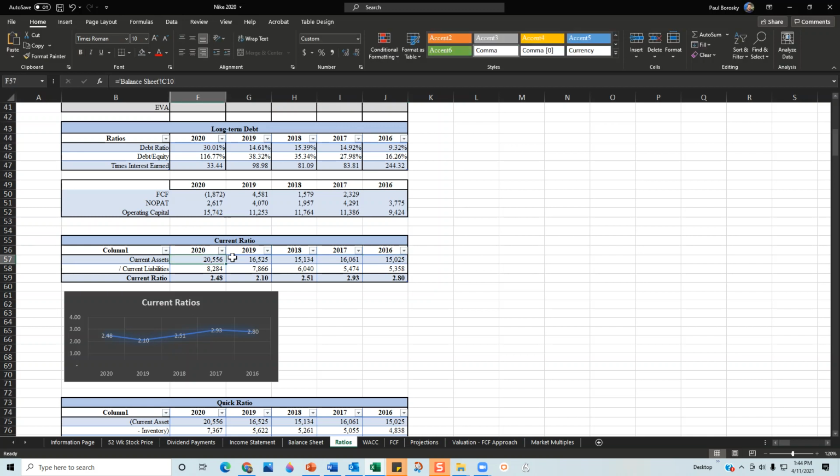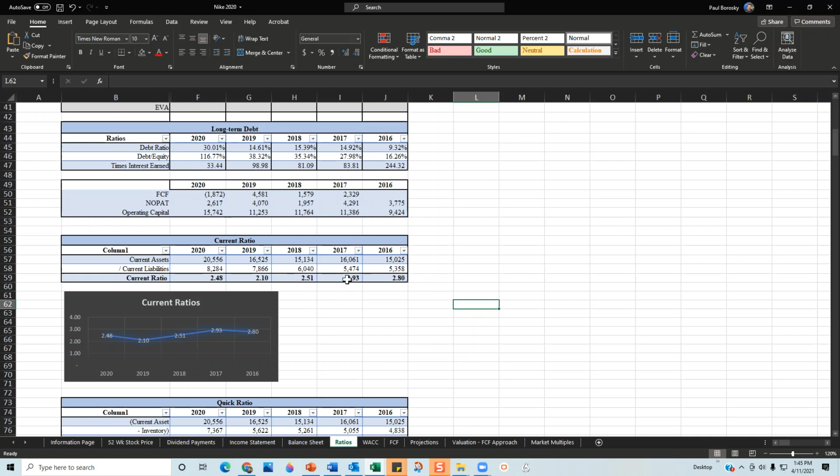For this example right here, Nike had a current ratio of 2.8 in 2016. An acceptable current ratio for most organizations is going to be 1.0. So right out of the gate, Nike is way out of line with their current ratio. They have too much cash. They have too much inventory. It's disproportionate: their current assets of 15 billion as compared to current liabilities of 5 billion. They need to manage their current assets better, whether it be to reduce their cash position, and there are a lot of other ways they can do that. They need to do a better job.